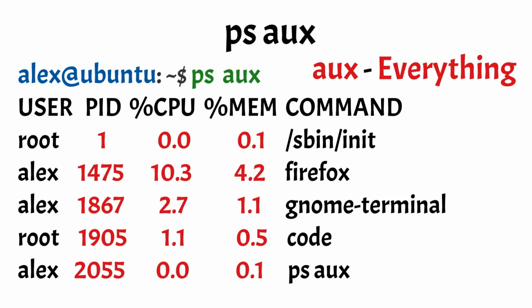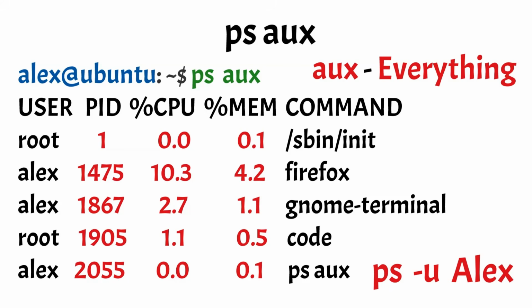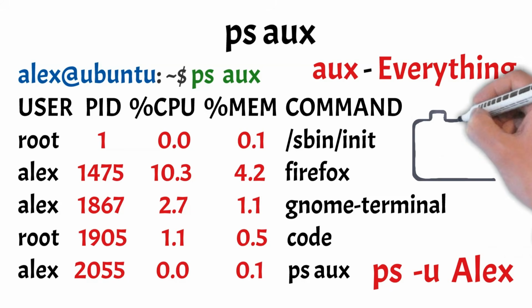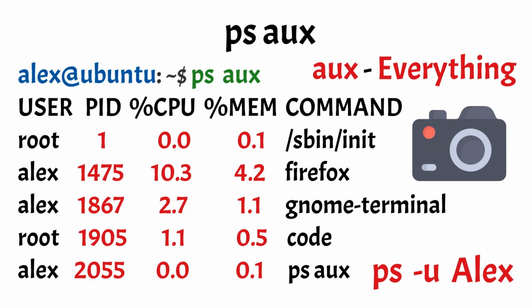You can also run the ps command alone, or use it with options like u for getting processes of a specific user. Unlike top, which updates live, ps aux gives you a one-time snapshot of all running processes.